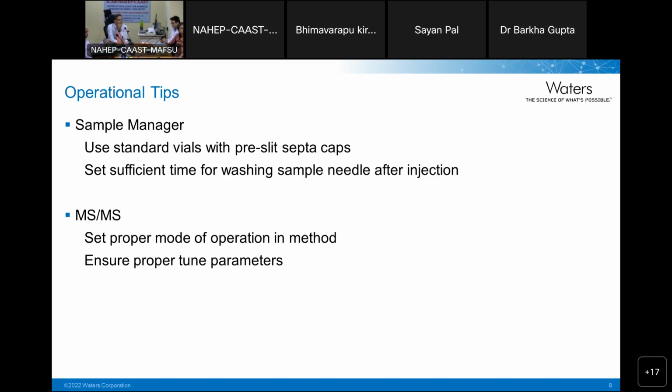Ensure proper tune parameters are set related to that method. If you want to run a particular sample, that method has to be in place. If you use some other method by mistake, again your experiment has to be repeated. That may not give the proper results.